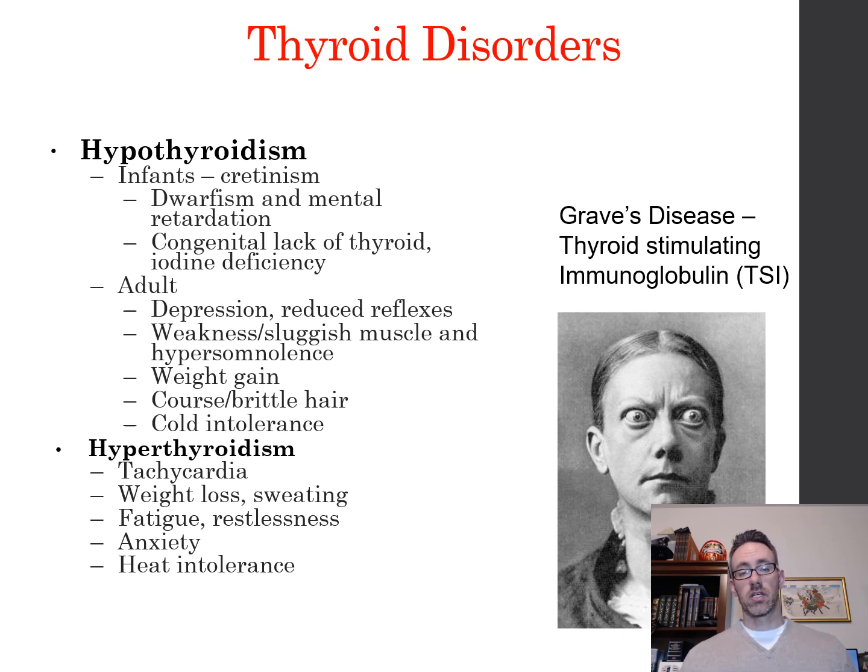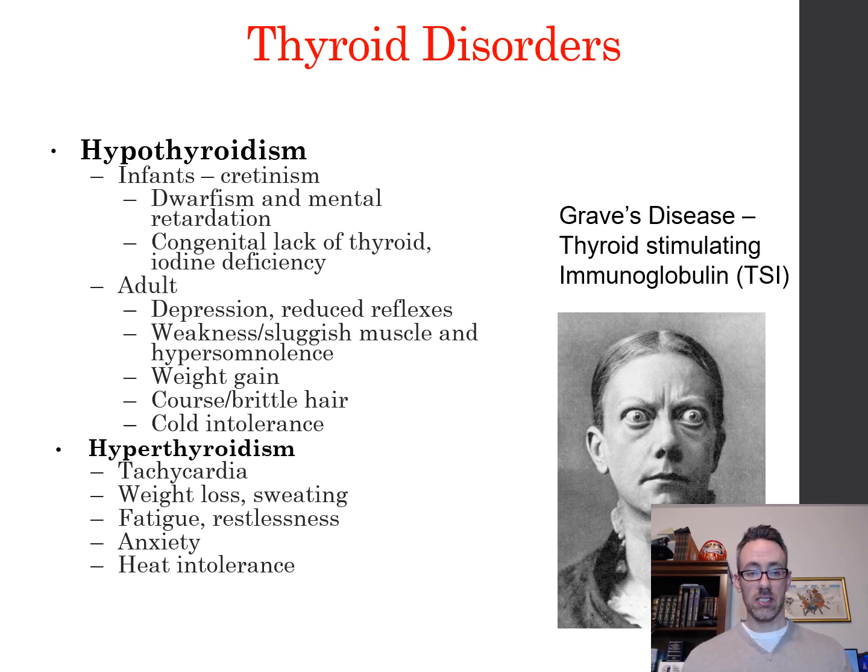There can also be what we call a congenital lack of thyroid, which can cause this hypothyroidism, or an iodine deficiency, maybe in some of the third world countries that don't have a diet sufficient in iodine, and that can lead to this hypothyroid state in the infants. In adults, it's associated with depression. Like I said, given its effects on the nervous system, we can kind of depress some of its activity.